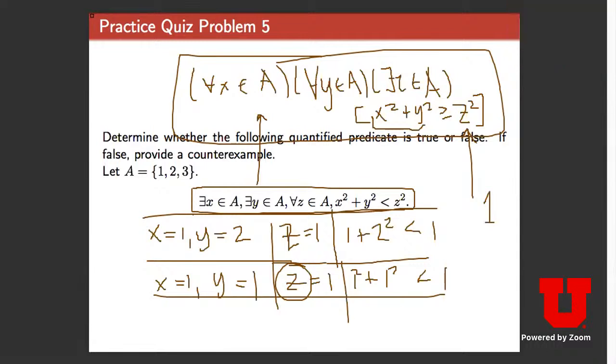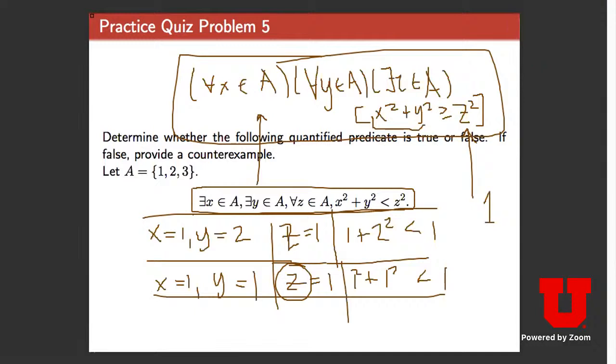Okay. But that still wouldn't be too long, to be honest. Yeah, it won't be too long. So you find Z equal 1, and then you have to check every pair of X and Y values that this inequality X squared plus Y squared is greater than or equal to Z squared holds. So you have to do X equals 1 and Y equals 1, X equals 2 and Y equals 2, X equals 3 and Y equals 3, X equals 1 and Y equals 2, X equals 1 and Y equals 3, and X equals 2 and Y equals 3. And once you've checked all those cases, you're done.